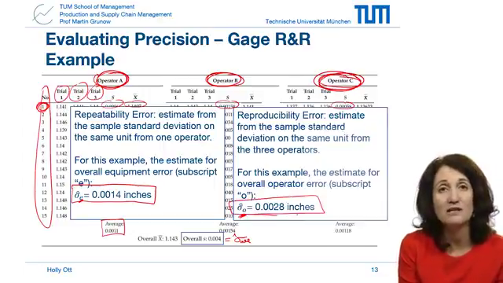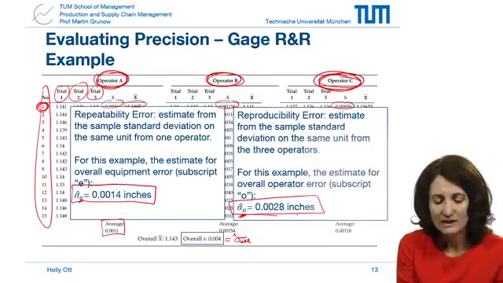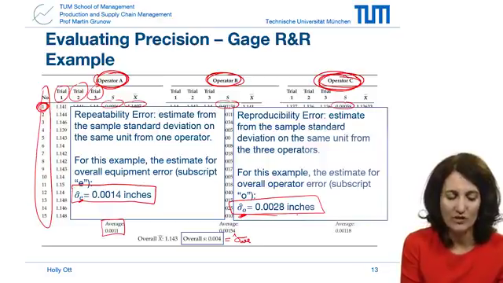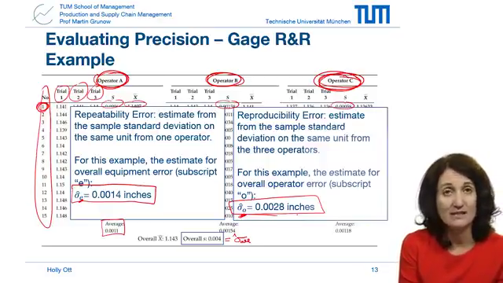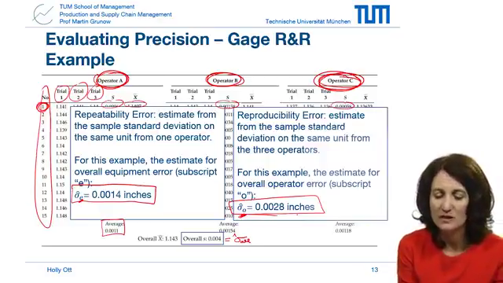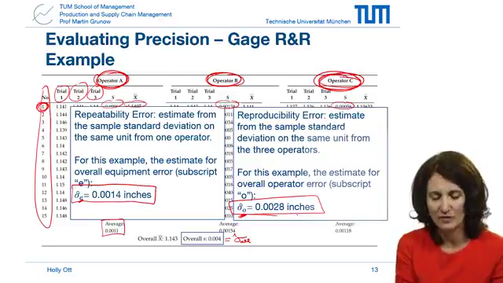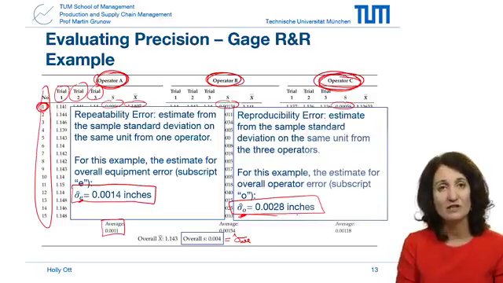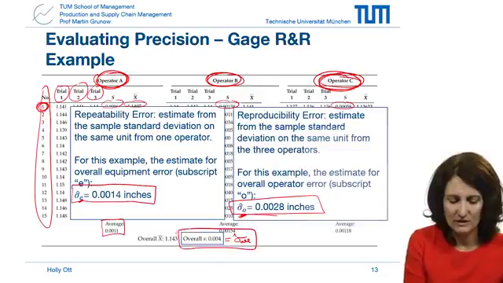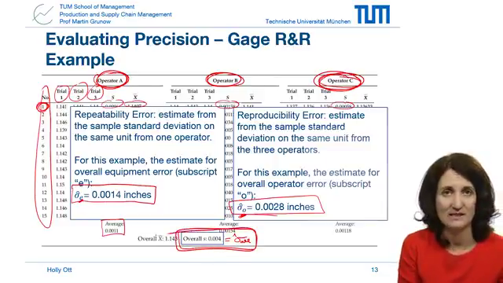So we use the data that we have, we calculate these statistics using our data, we just look at them in different ways: repeatability, looking at the same unit from one operator, reproducibility, looking at the same unit from different operators. And now we have these 3 important estimates.